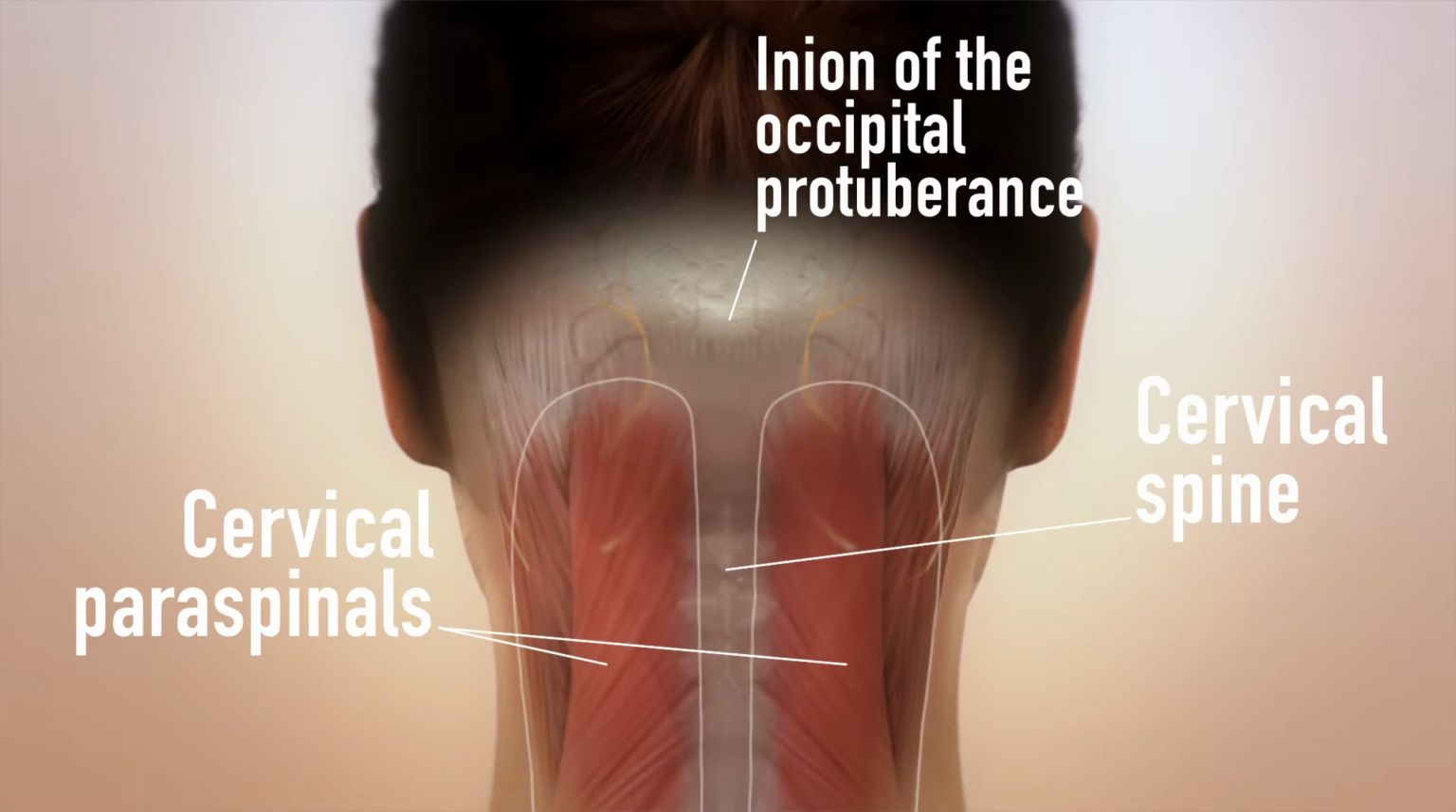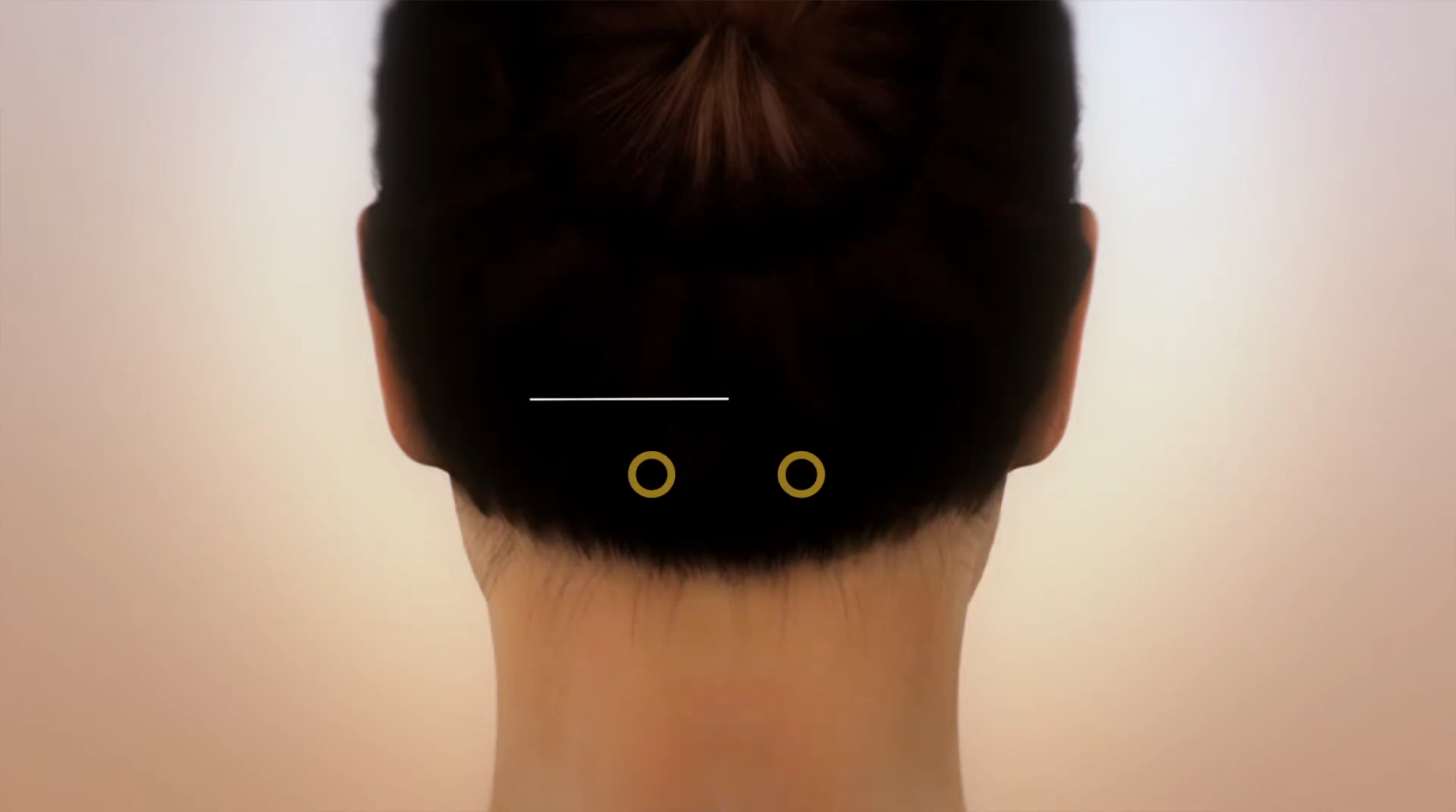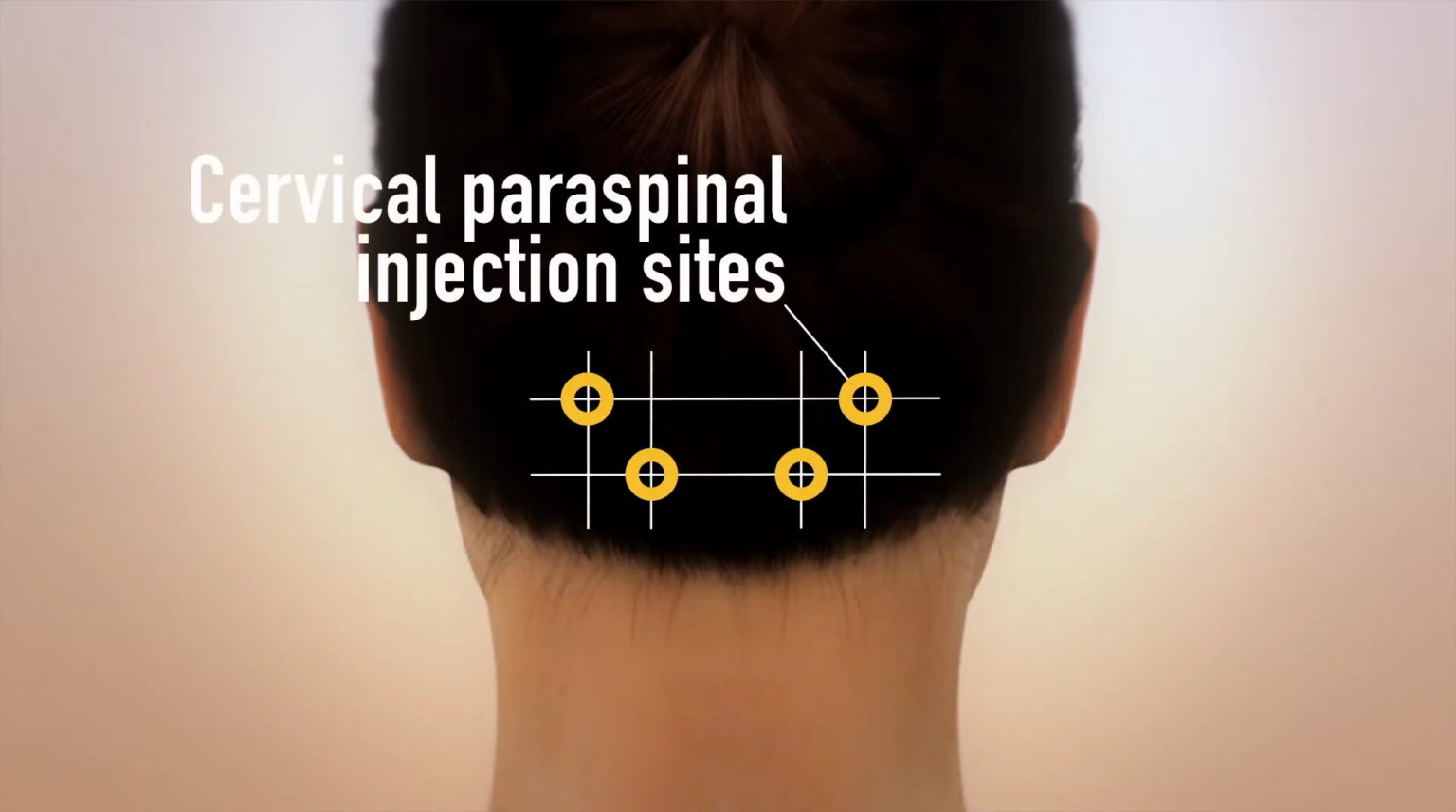To locate the cervical paraspinal muscle group injection sites, palpate the cervical spine. The fixed-dose protocol for the cervical paraspinal muscles stipulates that 2 injections be administered to the right and 2 injections to the left side, for a total of 4 injections.